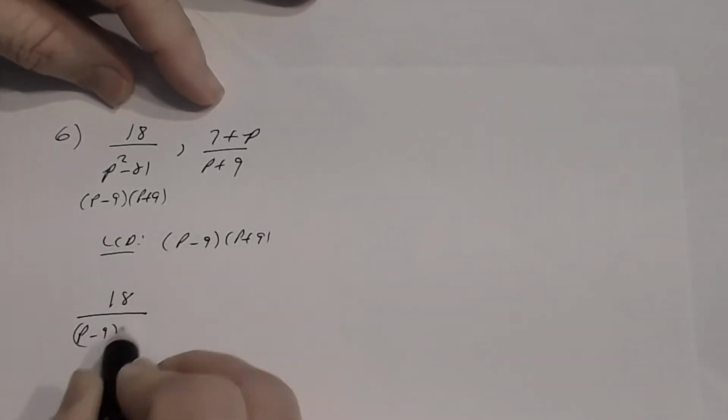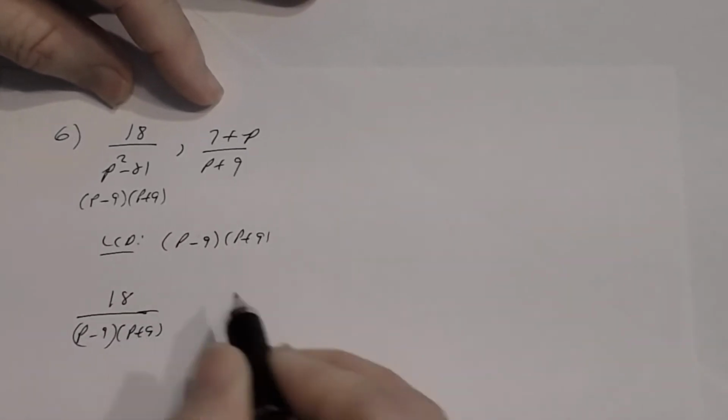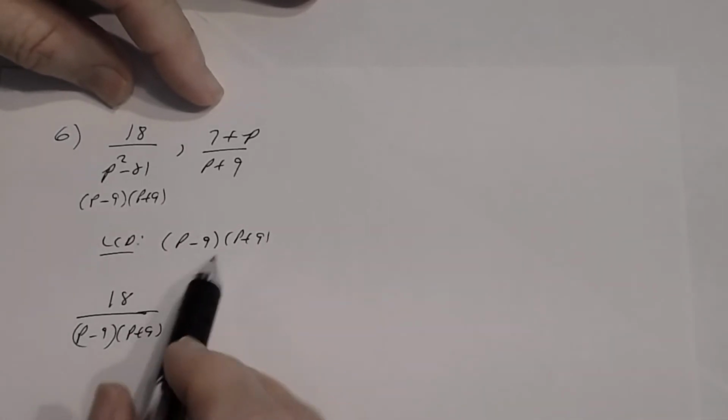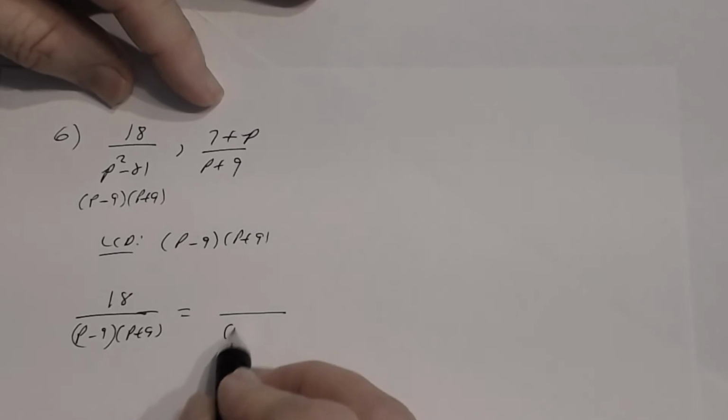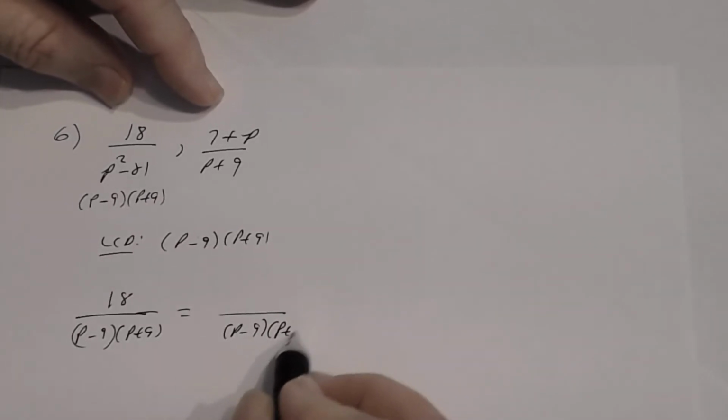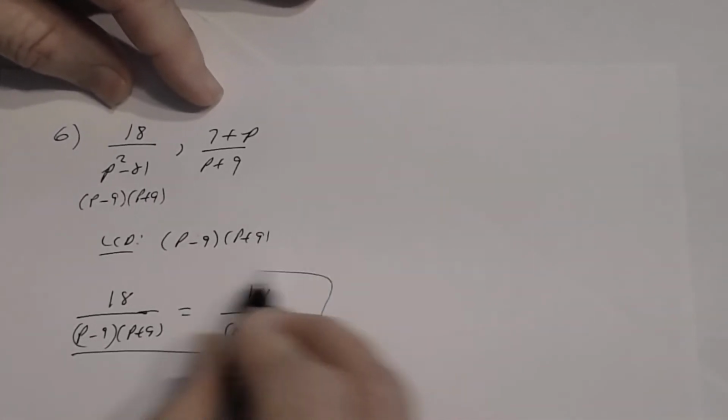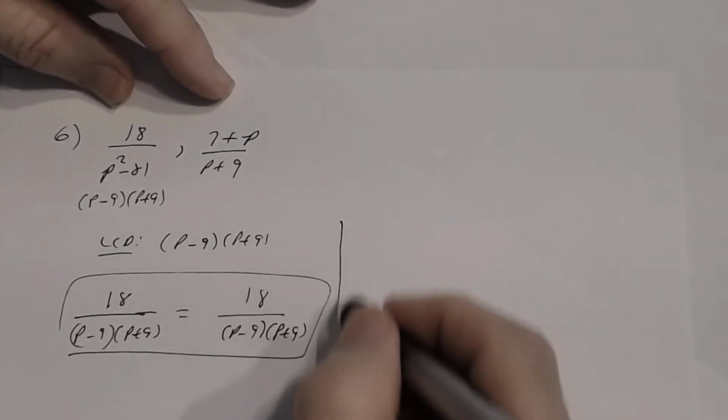P minus 9, p plus 9 is equivalent. And remember, you want to get a rational expression that's this. So it's just equivalent to itself. So that's just 18. The first one was easy. That's just like the one we just did.